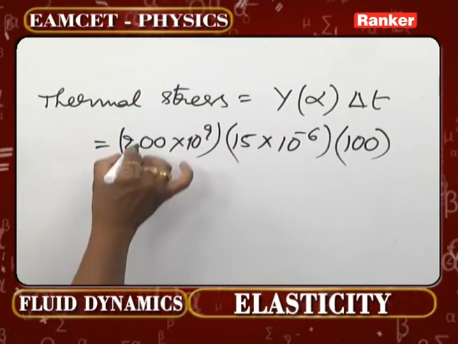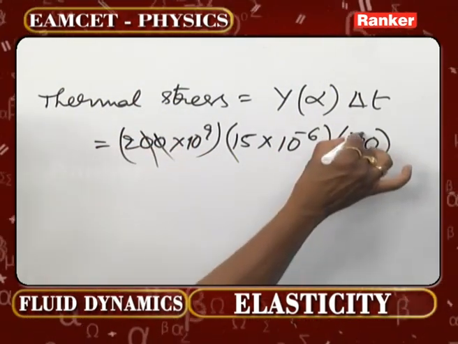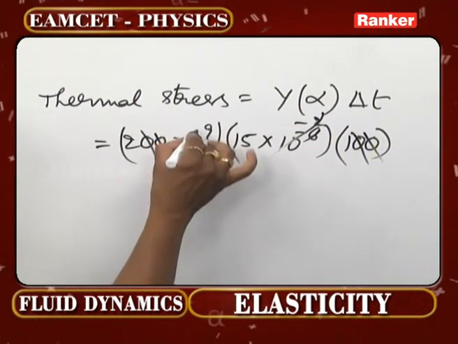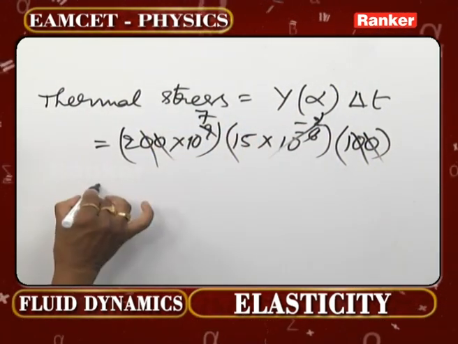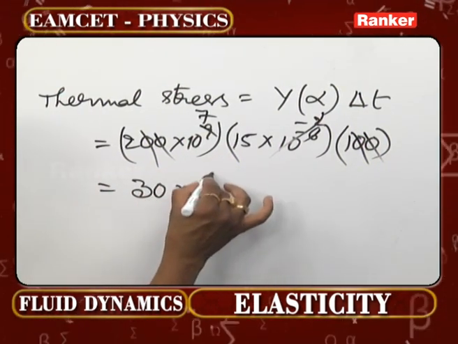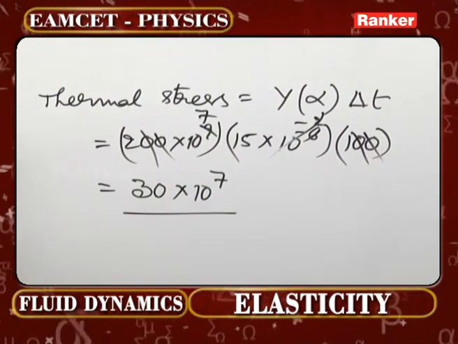So you can definitely understand, 1, 2, 3, 4 zeros. You can cut here minus 2 times 10 power minus 2, which cuts over here 7 times. So 2 into 15, that is 30 into 10 power 7, you are just going to get.